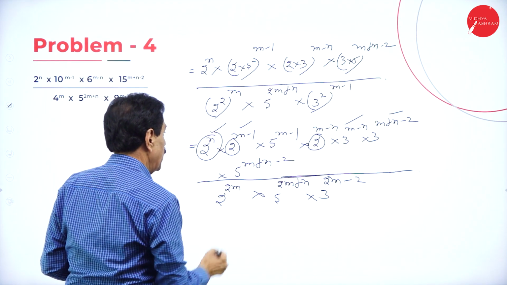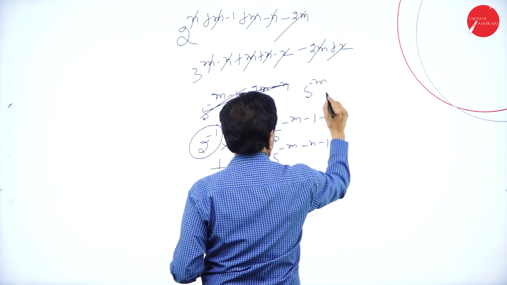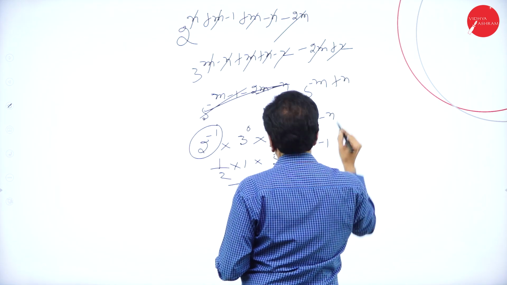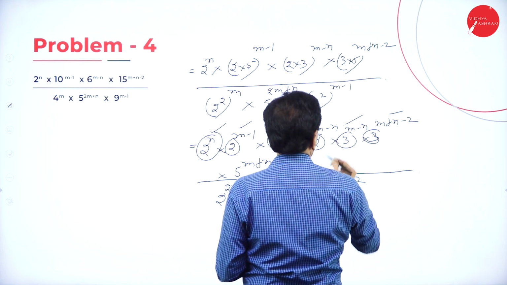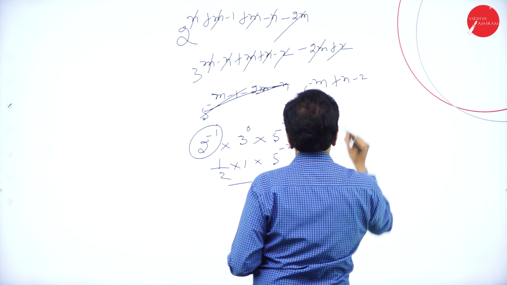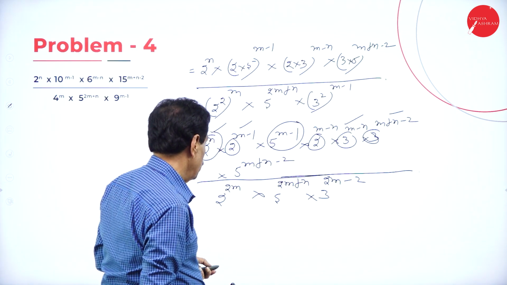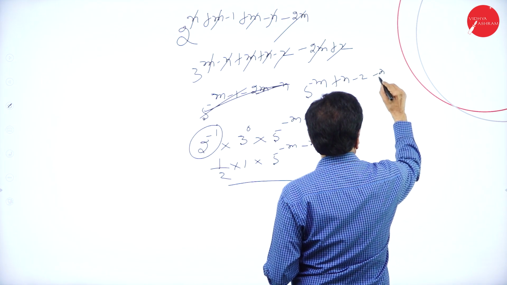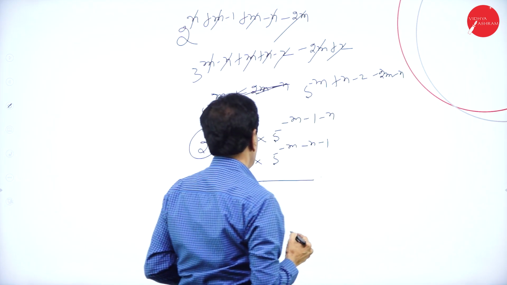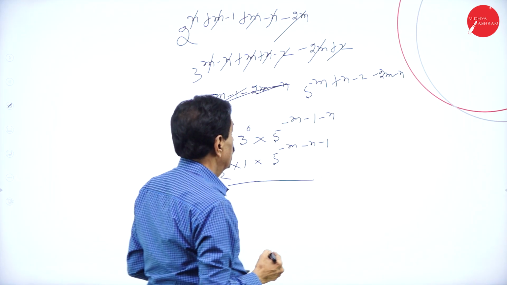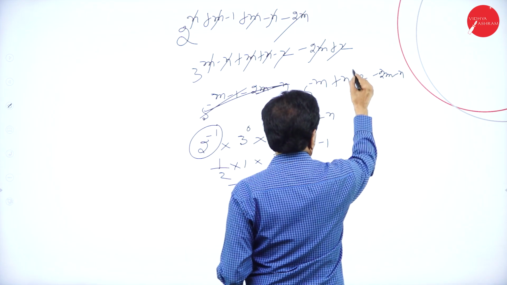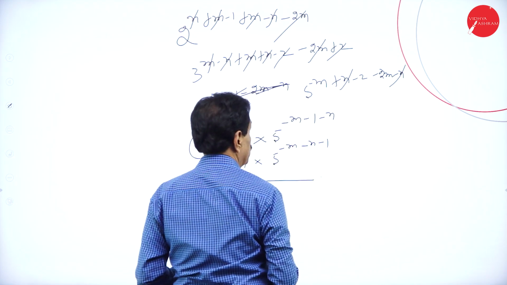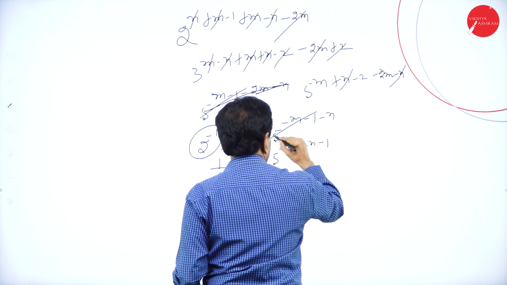Then in favor of 5, 5 to the power of m plus n minus 2, minus 2m minus n minus 2m minus n, minus 2m minus m. Here n cancelled out, minus m minus 3m minus 2.